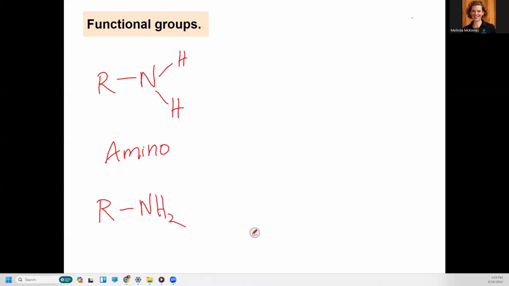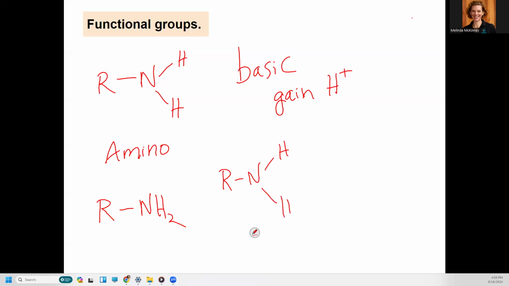And the characteristic of this functional group is that it's basic. So basic means that it's going to easily gain a hydrogen ion. So it's often going to have an extra hydrogen ion. So you start off with your nitrogen with just 2 hydrogens, but it's a little bit electronegative. And so if you have another hydrogen ion just hanging out in solution out here or in another molecule, it could easily bond to nitrogen.